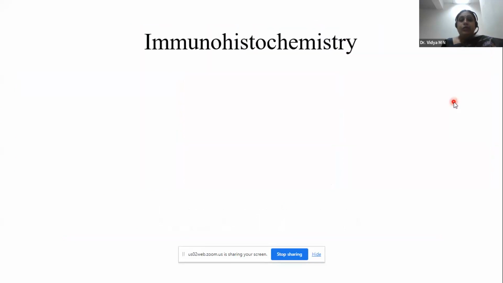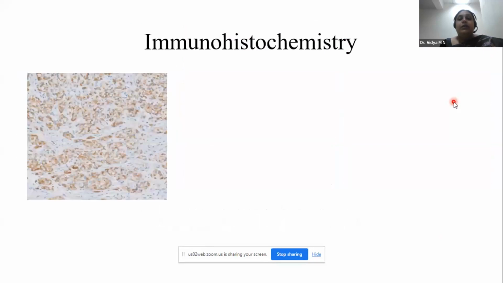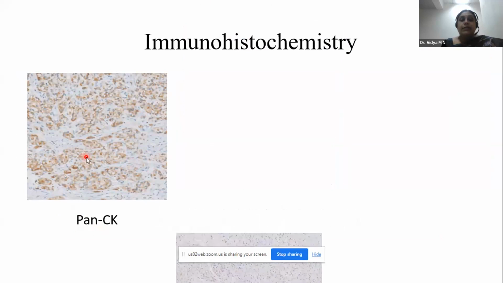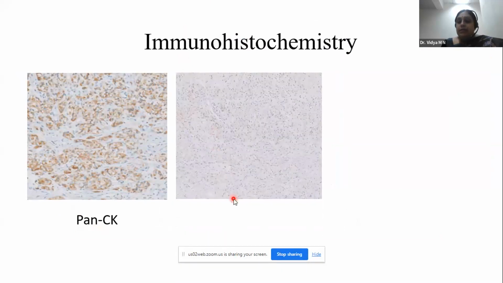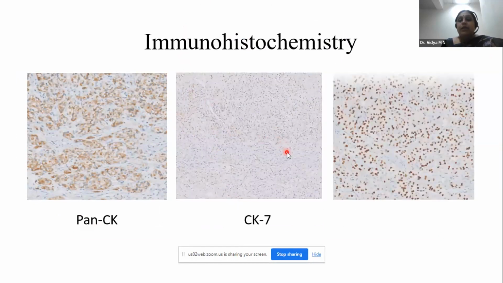So we did some immunohistochemistry, thinking about whether it is something of ovarian origin, because it being a female patient, and the surgeon was very definite that it is something arising from the ovary. So pan CK was positive. It was not really very high expression, but definitely it was positive in the cells. Here you can see that this is CK7, very dim highlighting of cells, but otherwise most of them being negative.